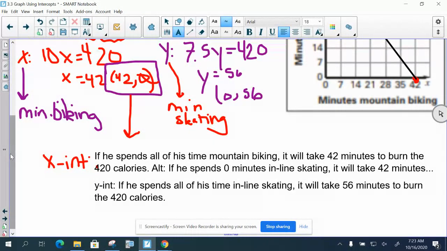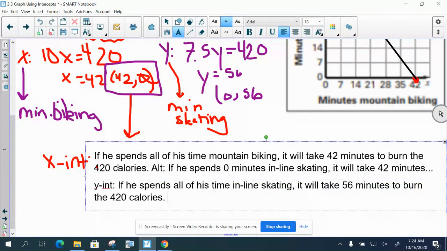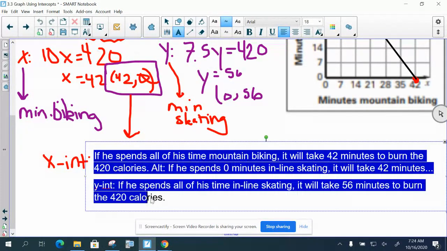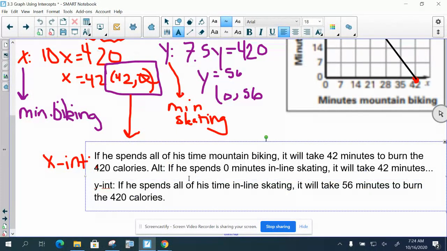All right, so if you need to, you can go back. Please make sure you write all of this down, because this is going to be really important that you understand how to write what the x and y intercepts mean, because we're going to be practicing that a lot.